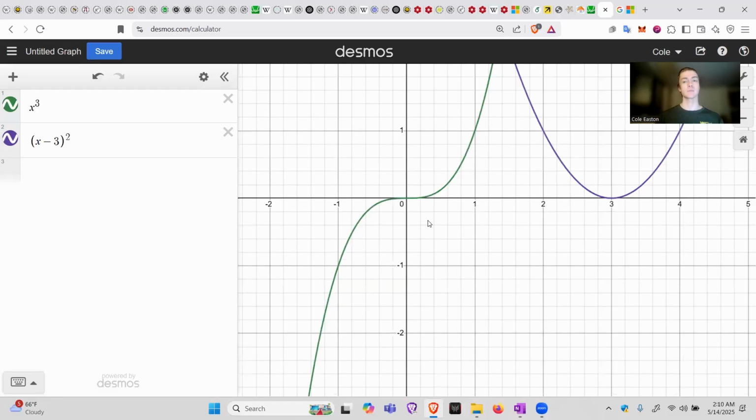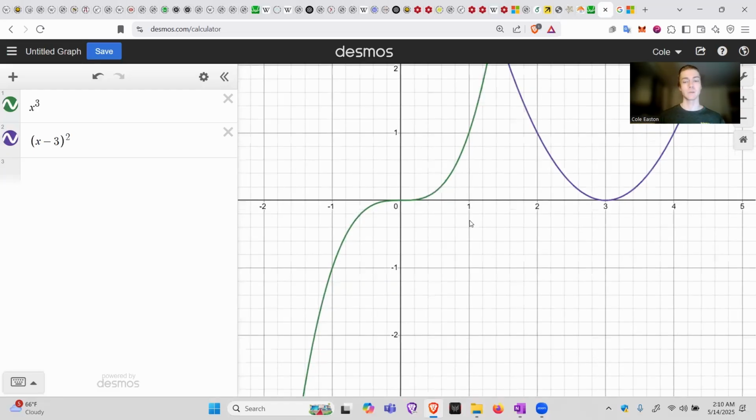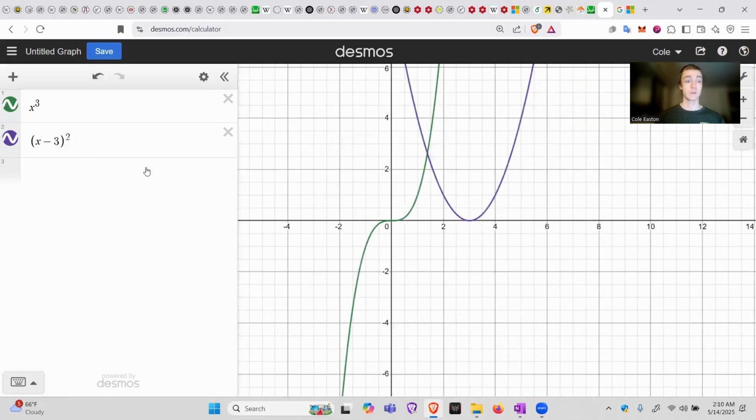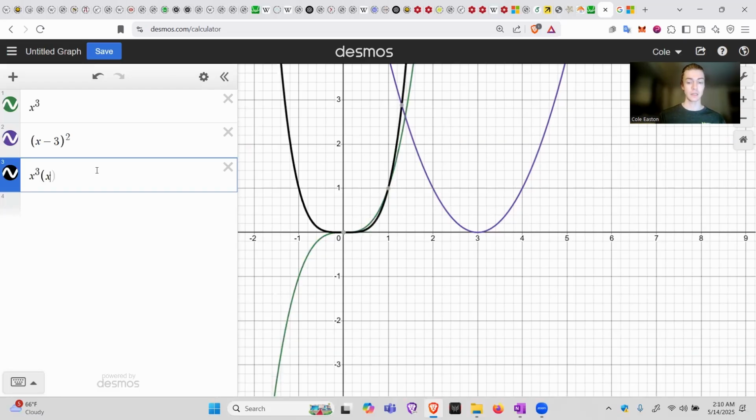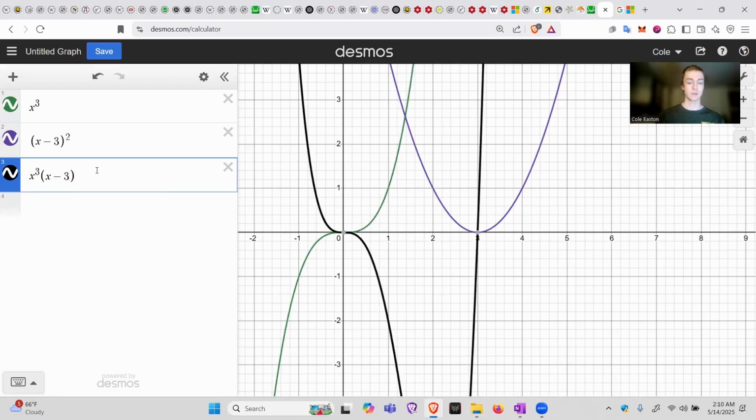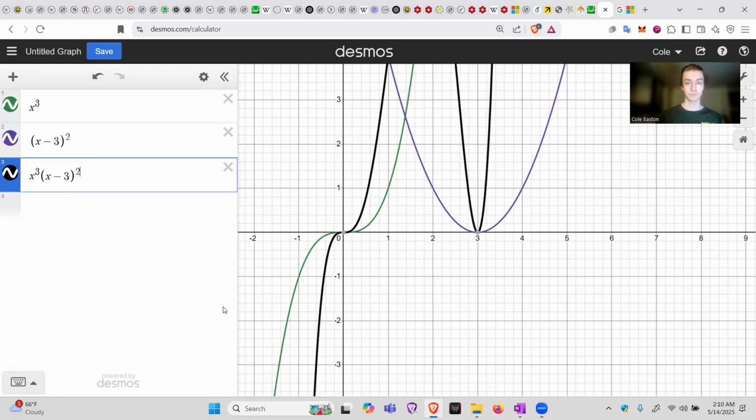is staying the same. And if we look at this root here, x cubed at 3 is going to be 27, which means we're scaling the region around this root by a factor of 27, but still the shape of that root is going to stay the same. It's still going to be this quadratic root. So let's look at what we're saying here: x cubed times (x minus 3) squared. And this is the product function.